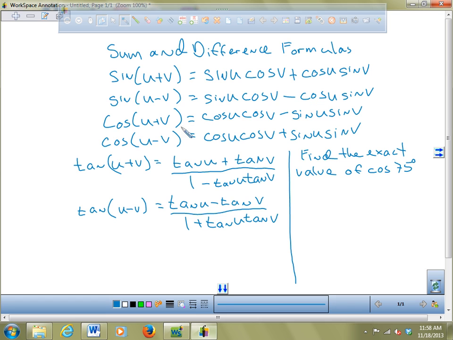You could subtract angles. You could say the cosine of 120 minus 45. Does that give you 75? 120 minus 45, that would work as well.